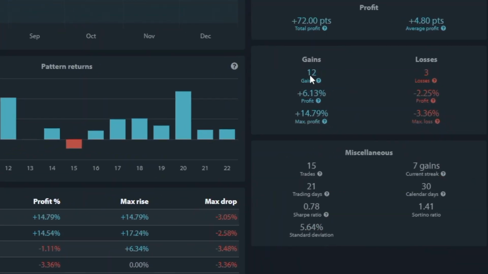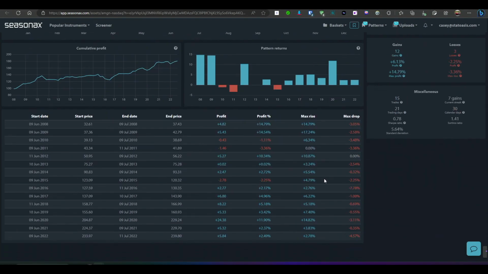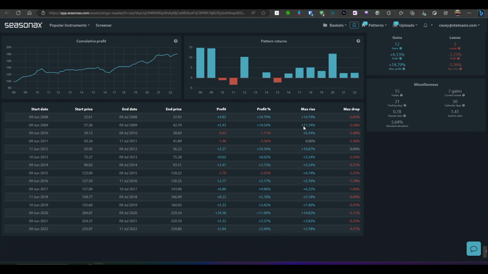And then we have 12 profitable trades, 3 losing trades, the profit and loss on average, and the number of trades, how many calendar days held, and how many trading days held. Because even though we have a month, in that month we had only 21 trading days. And then you have all the trades listed with MAE and MFE numbers.